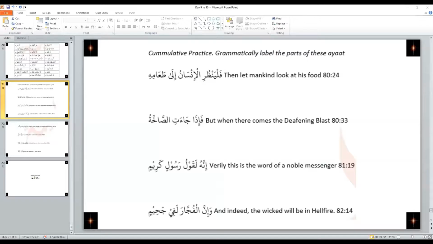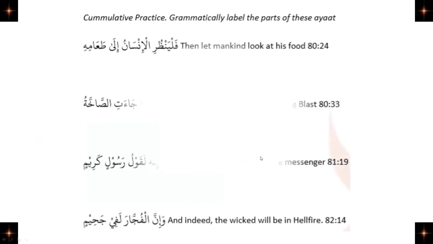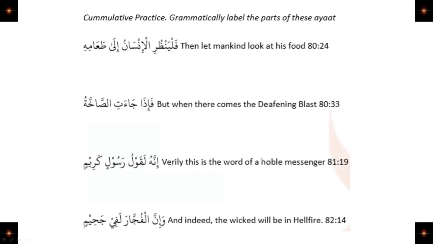Okay, let's look at some exercises here. Okay, please sharpen your fingers and do these exercises for us. فَلْيَنْظُرِ الْإِنسَانُ إِلَىٰ طَعَامِهِ. Please, you have 1 minute to do the i'rab quickly. Don't post it until I say so. فَلْيَنْظُرِ الْإِنسَانُ إِلَىٰ طَعَامِهِ. Please do it on the chat.